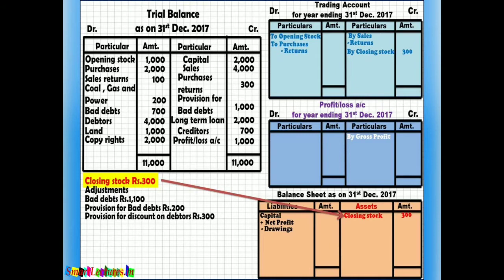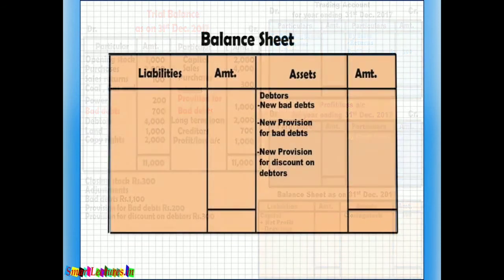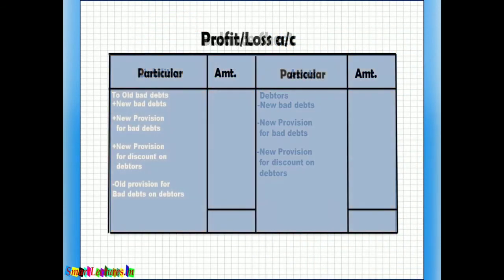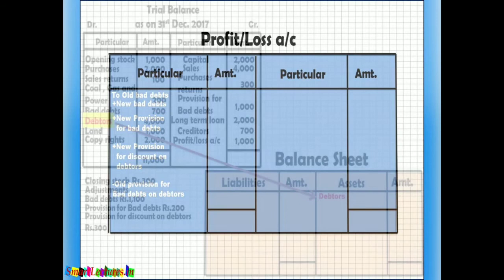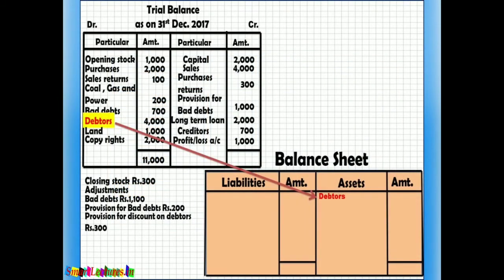And now the adjustments are for bad debts and provisions. I have already suggested that if you find any bad debts or provision for bad debts in trial balance or in adjustments, I strongly recommend you should immediately write down the whole format in balance sheet on asset side and profit and loss account debit side. And first of all, you should complete balance sheet. So let's move to the balance sheet.